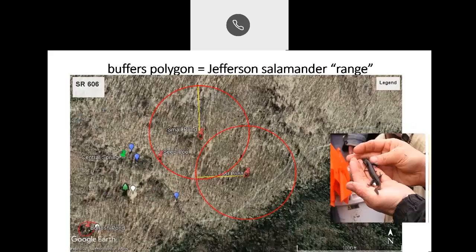Next slide. Now back to this cool area, this Castile Sinks area. Here are two of the ponds, and these ponds both were identified as having Jefferson salamander populations supported reproductively by those ponds. And then the range, or the buffer circle in red around each, shows the extent to which that particular population of Jefferson salamanders would disperse out from the breeding pond.